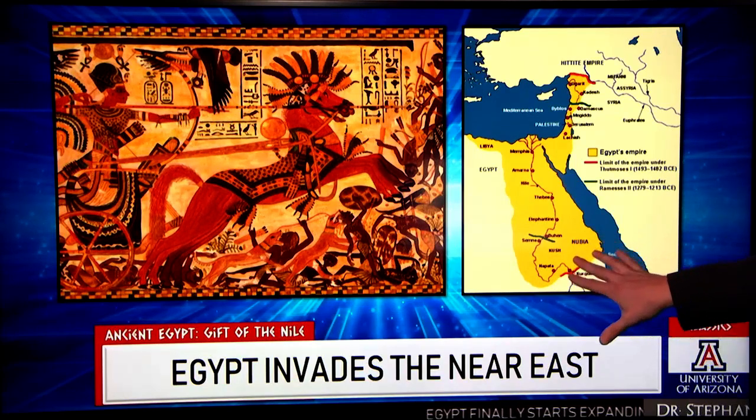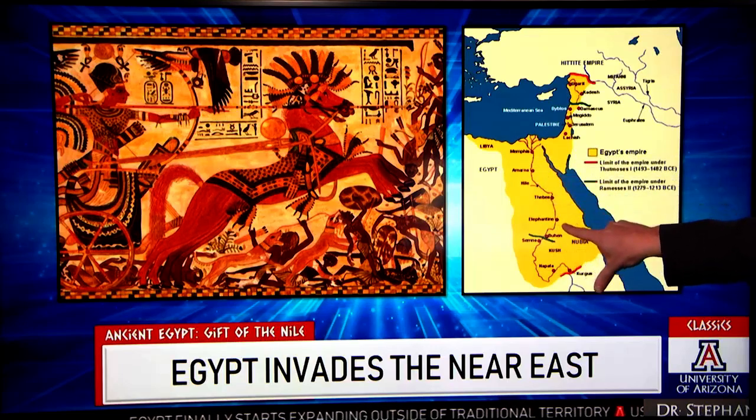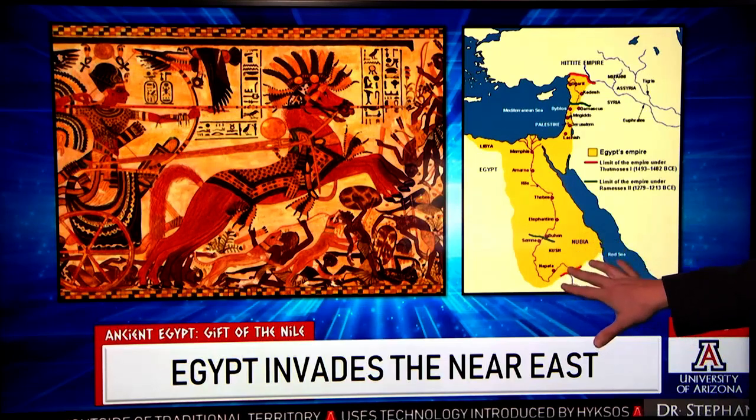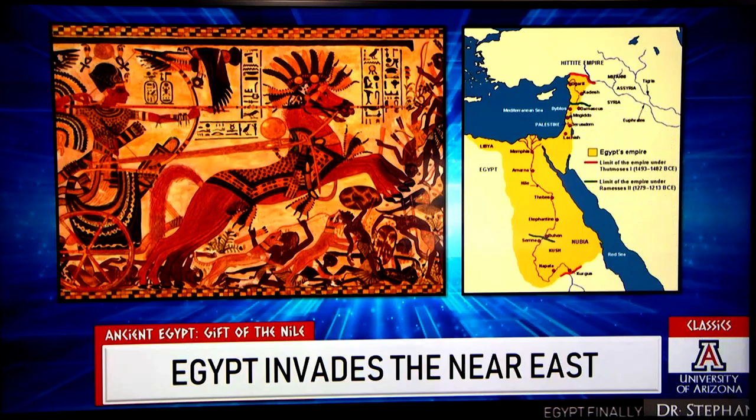And so we can see them moving out of their traditional homeland in the Delta here, in the Nile River Valley, and we can see them going down south into what we call Nubia, and then up east and north into the Levant area.